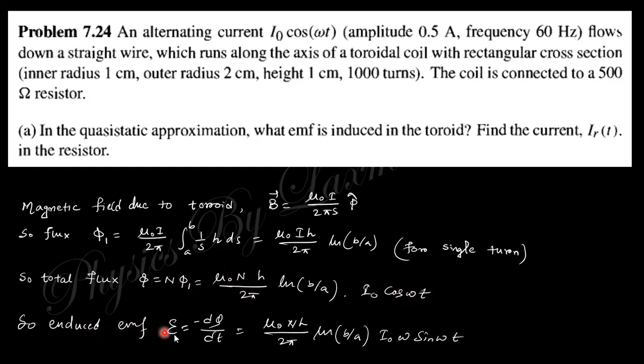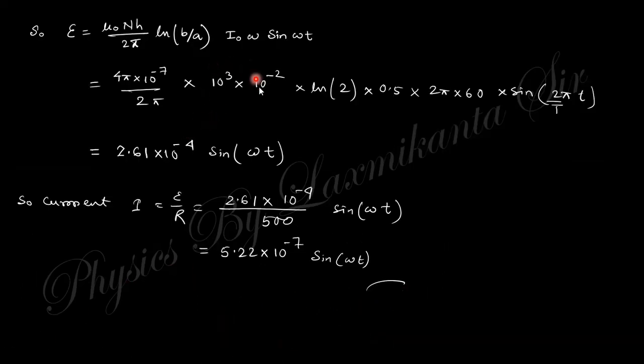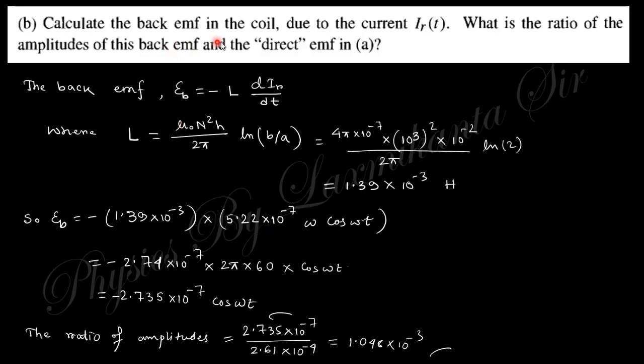We get the induced EMF equal to d phi dt. Just put in the values of the given data, and you will finally get this EMF. And the current is nothing but the EMF, that is the voltage, divided by the resistance. This will give you the answer. Clear? Next one, calculate the back EMF of the coil due to this current.